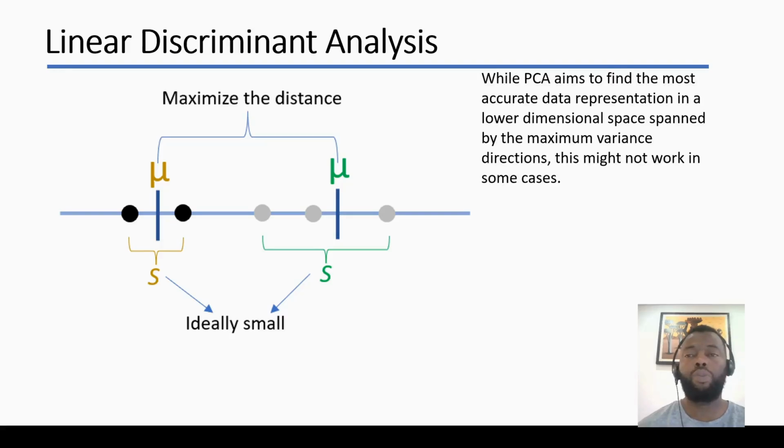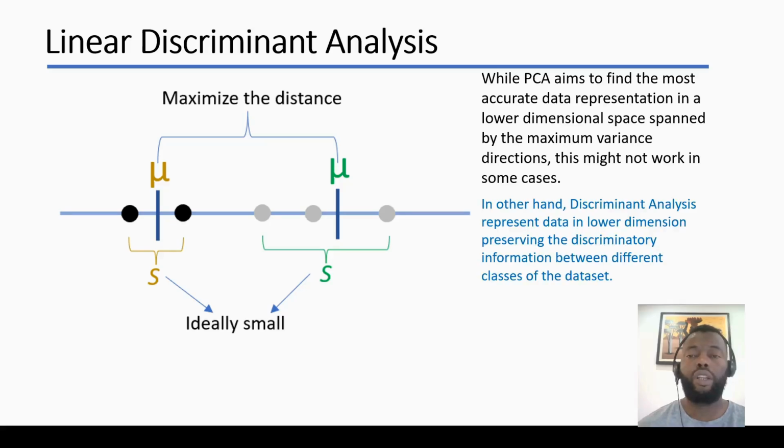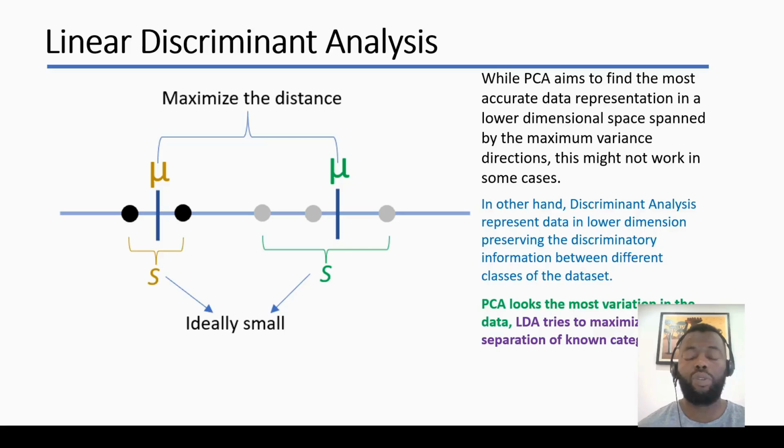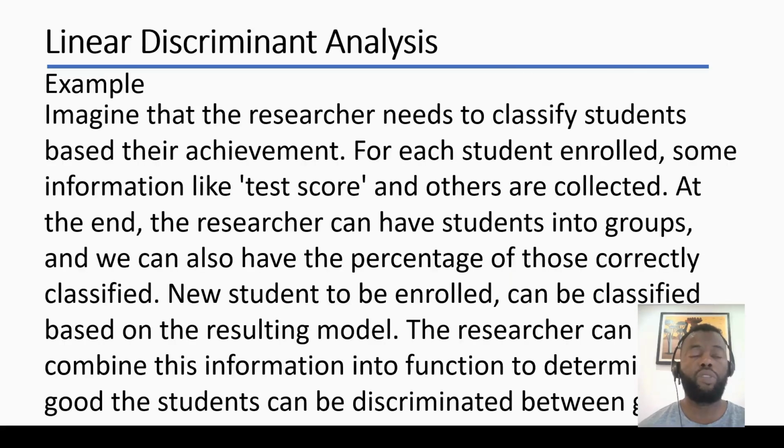So what we say is, I aim to find the most accurate data representation in a lower dimensional space spanned by the maximum variance directions. This might not work in some cases. On the other hand, discriminant analysis represents data in a lower dimension, preserving discriminatory information between classes of the data set. So the main difference is that PCA looks for the most variation in the data, and LDA tries to maximize separation of known categories.